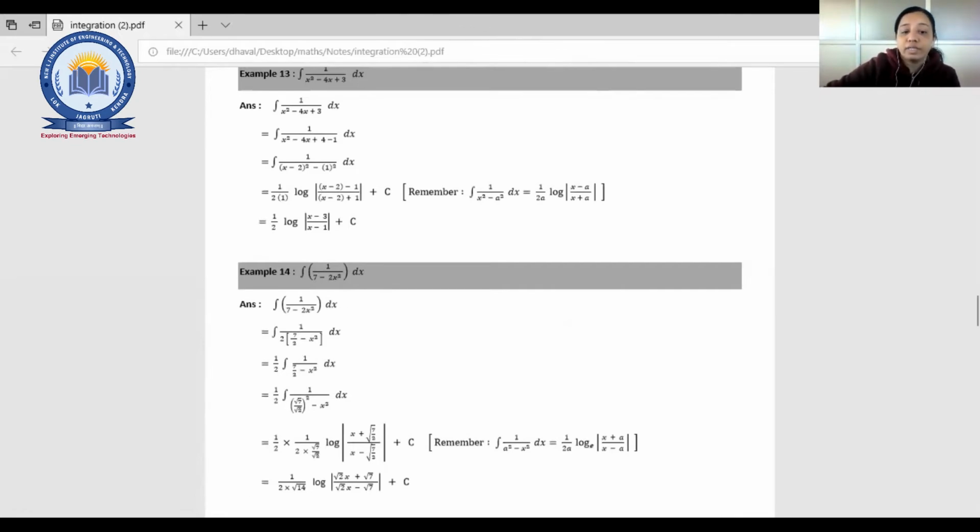Now with x square, here there is 2, so we just need to remove it, right? What we are going to do is multiply and divide by 2, to both terms. So 7 minus 2x square becomes 2 times 7 by 2 minus x square. Now we want to write this as a square, so we write root 7 upon root 2 whole square. So you will get a square minus x square.